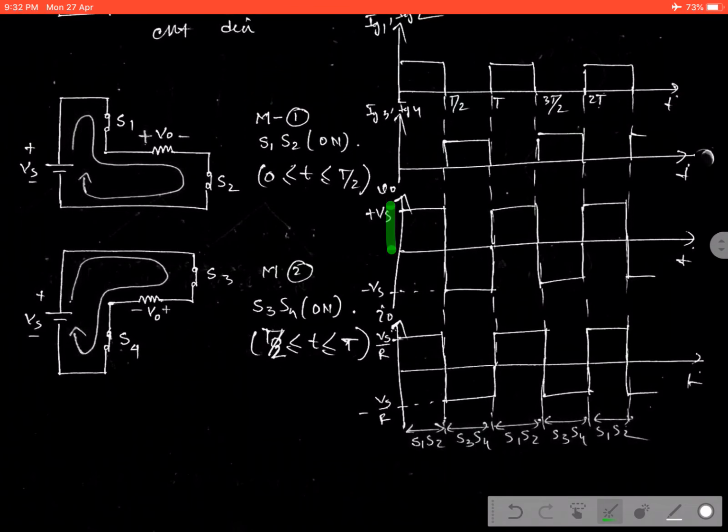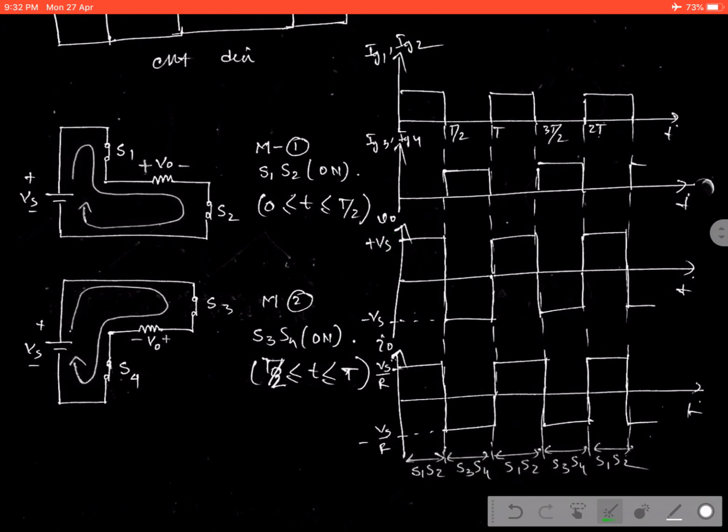Now see, in the first mode operation, the duration is 0 to T by 2. And in the second mode operation, it is T by 2 to T. If we consider this as the complete cycle, the half time is taken for the mode 1 operation and the remaining is for mode 2 operation. That is why when S1 and S2 start conducting, the current flows through the load in this way.